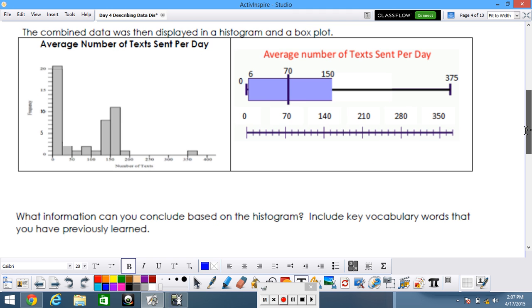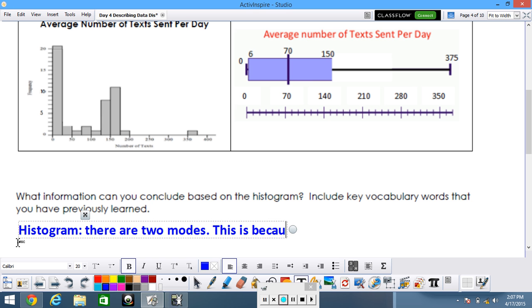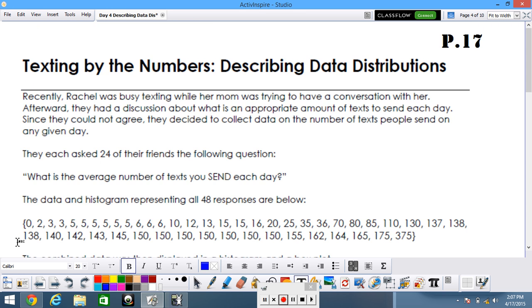Well, from the histogram, we can tell there are 2 modes. Well, there really aren't 2 modes. There are 2 peaks, we'll say it that way, because one isn't higher than the other. There's also one outlier.